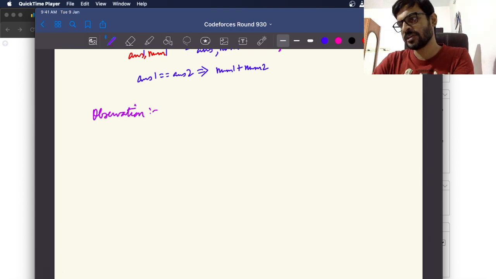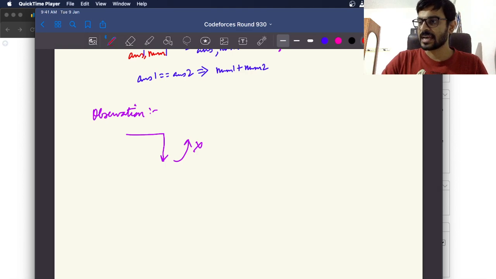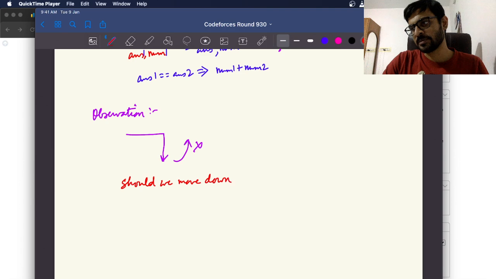One observation over here is, if I once move down, I cannot go back to the top row. If I once move down, that is a terminal decision kind of thing. So I have to decide, as I move ahead, should we move down at any step?